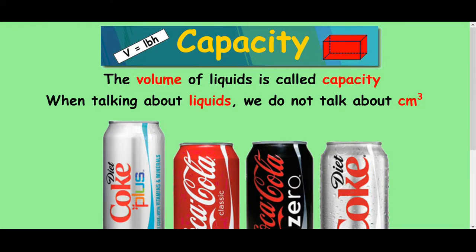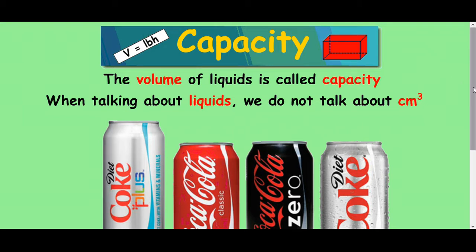In this lesson, we're going to look at something called capacity. Now, the volume of liquids is called capacity. Before, we've just been talking about solids. Units of solids, when you're talking about volume, are centimetres cubed, millimetres cubed, metres cubed, and so on.